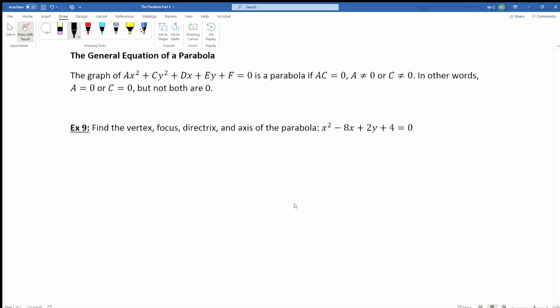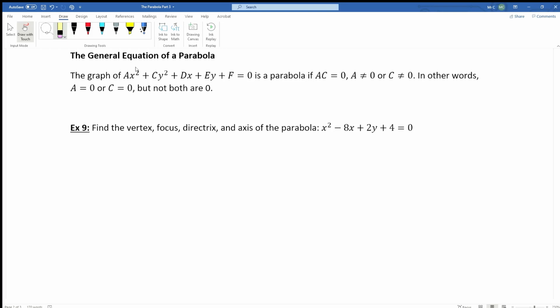Now, I want to take a look at one more topic here, which is recognizing what would be called the general equation of a parabola. The general equation of the parabola looks like ax squared plus cy squared plus dx plus ey plus f equals 0, under the condition that a times c equals 0 and either a or c is not 0. In other words, one of the two, a or c, is 0. To make that hopefully a bit more clear, a parabola only has either x squared or y squared. So one of these needs to be 0. It could be the c, or it could be the a, but not both of them. If either of those was true, then you would get an equation for a parabola.